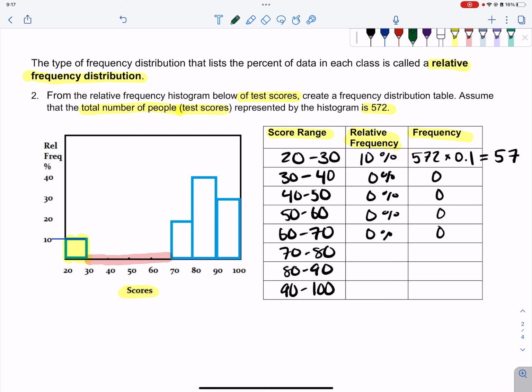Okay, next 70 to 80, that region, we can take a look at that bar and figure out the height of that looks to be at about 20 over here on the left. So that would be about 20%. And then 20% times 572 gives us 114.4. So I'm just going to round that down to 114.